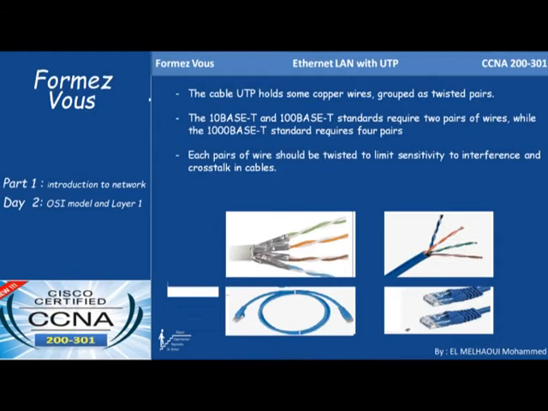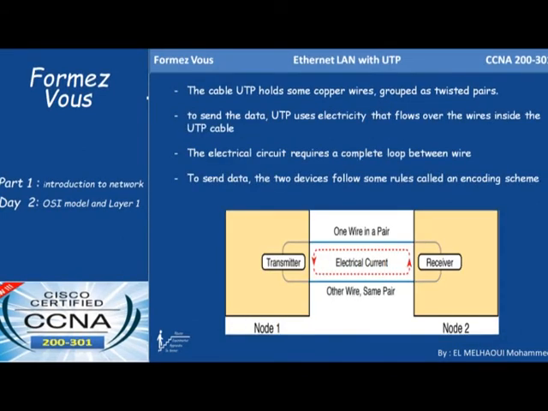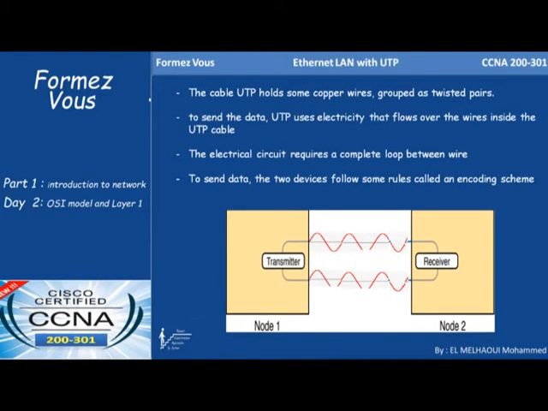So, while it is true that Ethernet sends data over UTP cables, the physical means to send the data uses electricity that flows over the wires inside the UTP cable. To make that work, the electrical circuit requires a complete loop between wires. And, to send data, the two devices follow some rules called an encoding scheme. So, the transmitting node changes the electrical signal over time, while the other node, the receiver, using the same rules, interprets those changes as either zeros or ones.